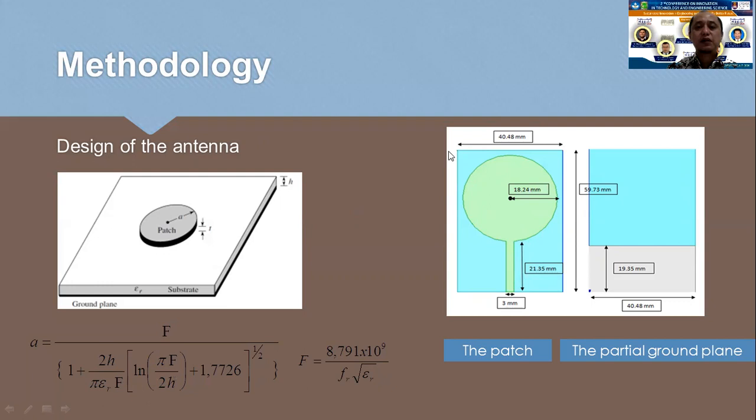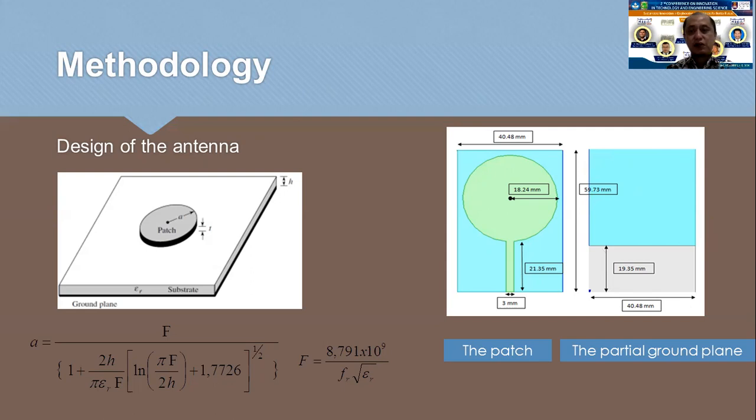So in total, the dimension of this structure is 40.48 millimeters multiplied by 59.73 millimeters. Here on the ground plane, we have the same dimension as in the patch. In this normal ground plane, we have full copper in this layer.